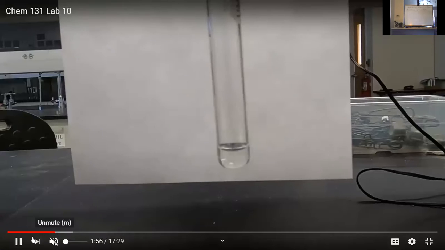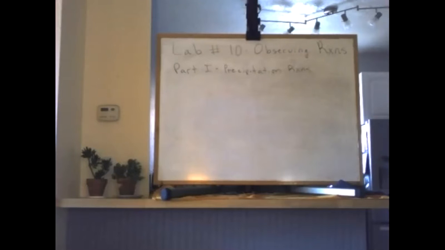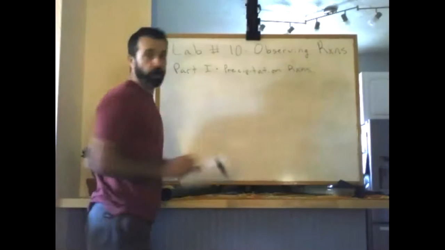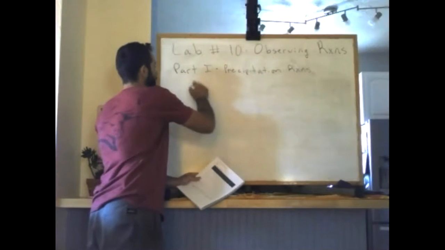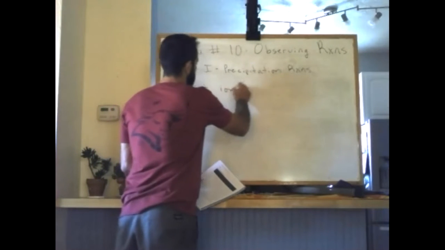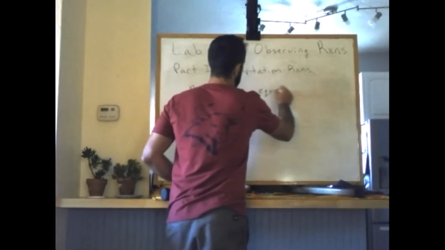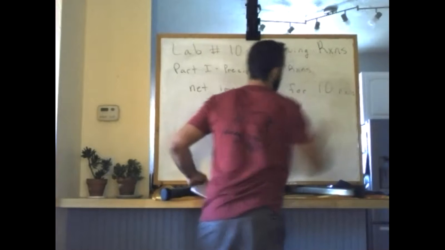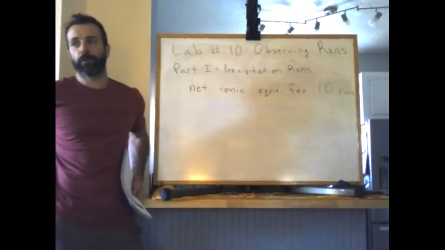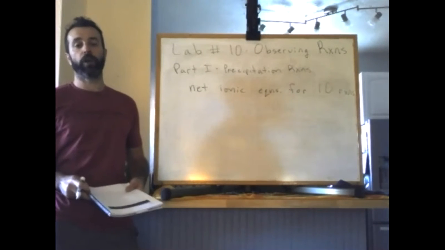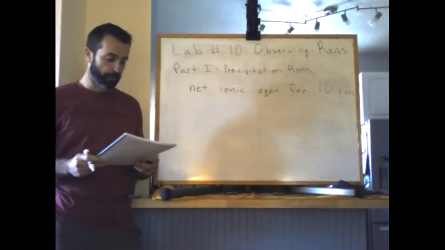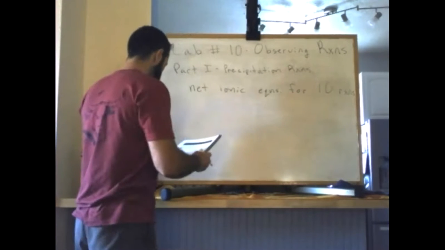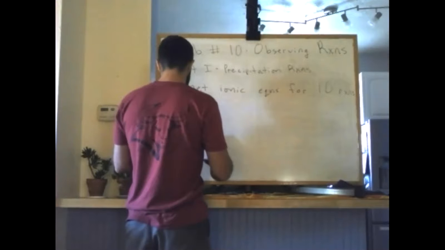Okay, so you need to go through the table and watch this video and record your observations. What I want you to do on a separate piece of paper is write net ionic equations for 10 of these reactions. So let's say you should at least see 10 reactions. I want you to write net ionic equations for these. One example would be, how about this? Potassium iodide.